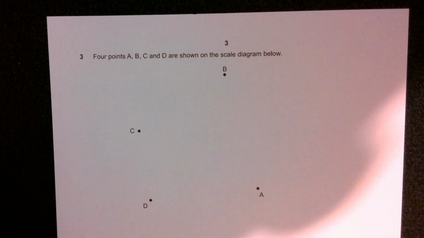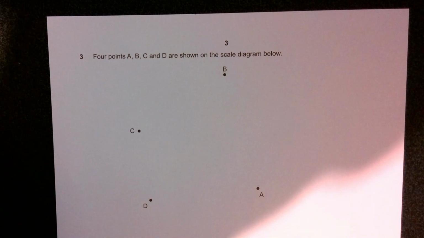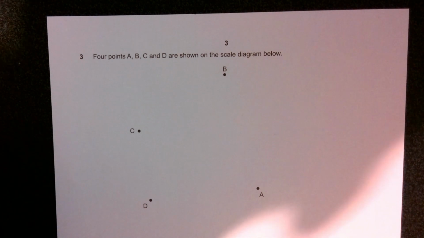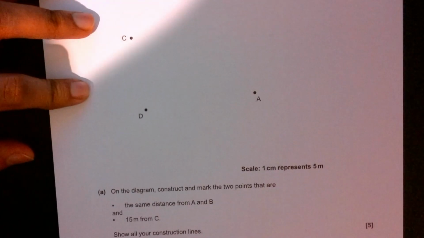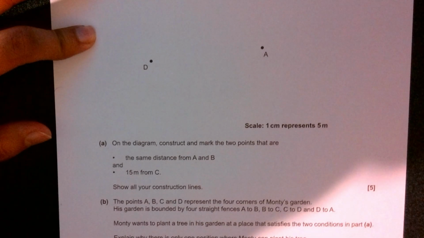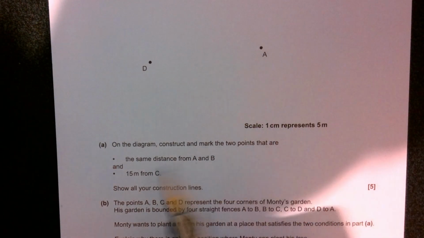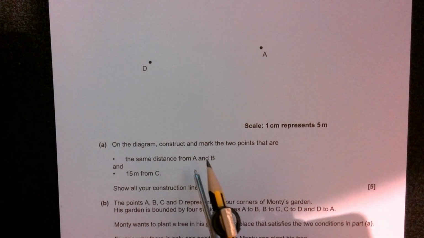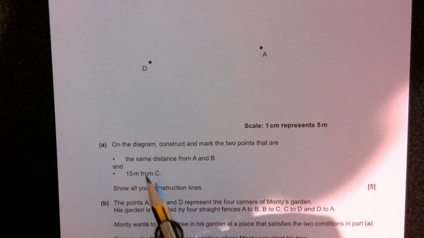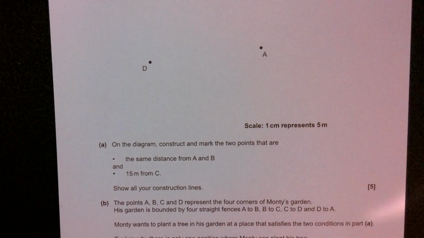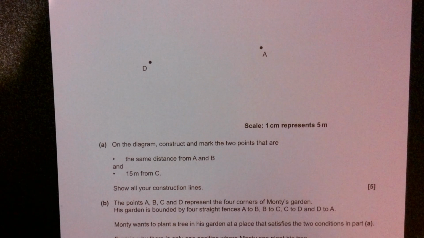Question number 3. 4 points A, B, C and D are shown on the scale diagram below. That's what we see here, and we've got the scale 1 centimeter represents 5 meters. Part A, on the diagram we have to construct and mark the 2 points that are the same distance from A and B and 15 meters from C. Show all your construction lines. So let's think about how we can do this.